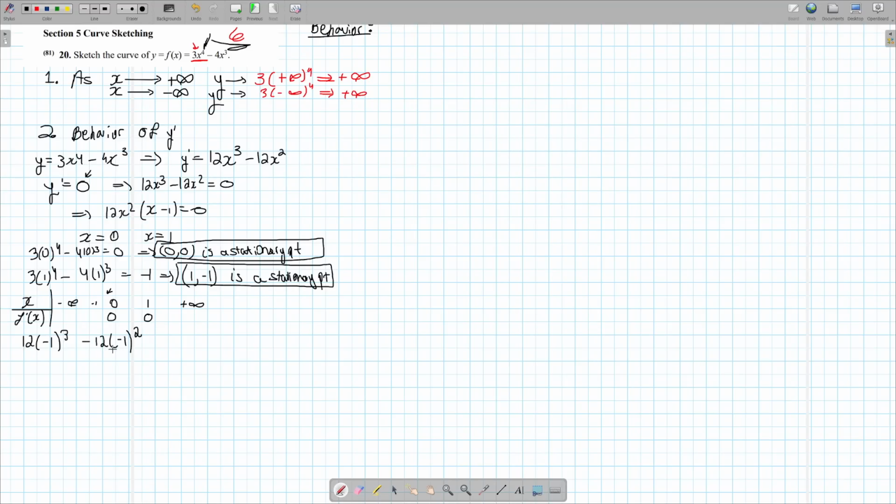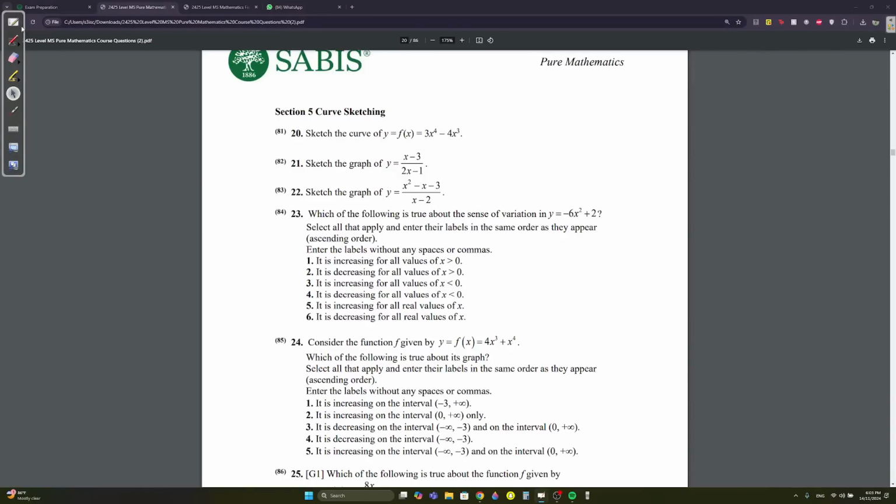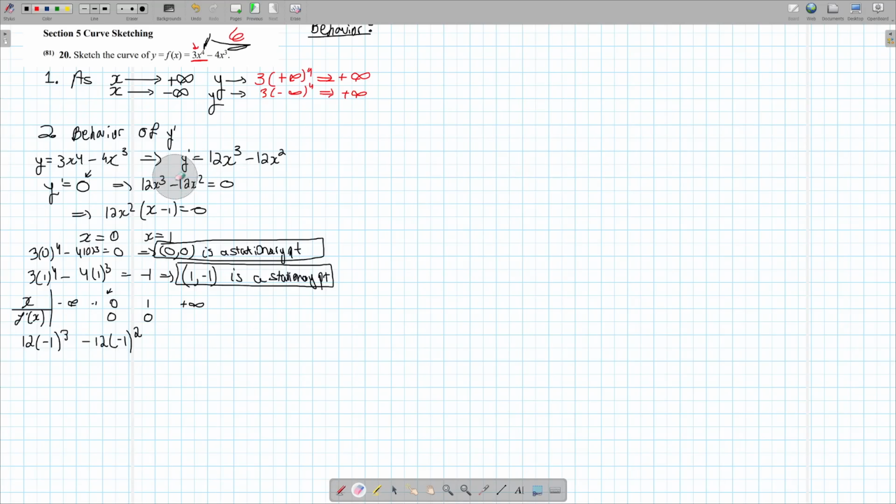Okay. Actually, you know what? I'm recording here. Instead of substituting it into this, I'm going to substitute it into the factored form because it's going to make my life easier. This is way easier to solve than this. This is the same thing as this, we just factor out 12x squared. So, I'm going to substitute 12 negative 1 squared times negative 1 minus 1.